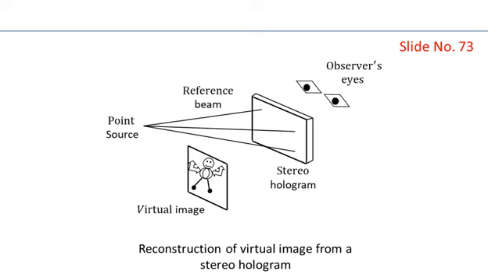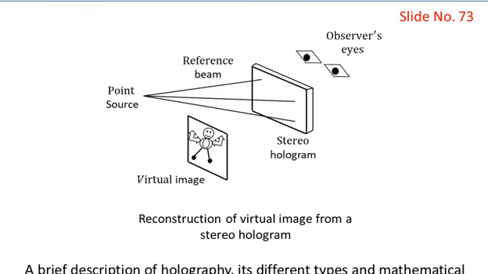And you know that the observer is on the other side of the hologram, looking through the hologram at the virtual image. So these are the two eyes of an observer which are looking through the stereo hologram and look at the virtual image. So two different aspects of the virtual image can be seen by the observer. So this is the reconstruction of the virtual image from a stereogram.